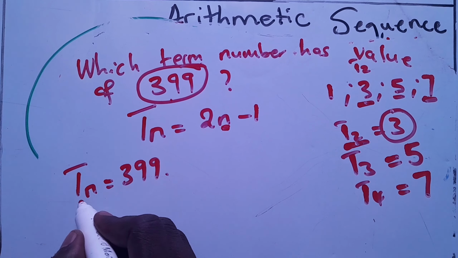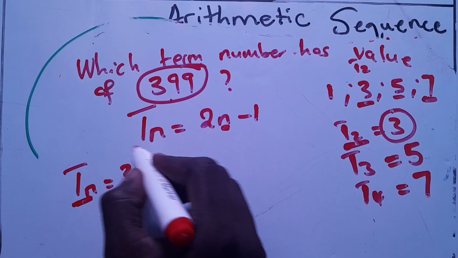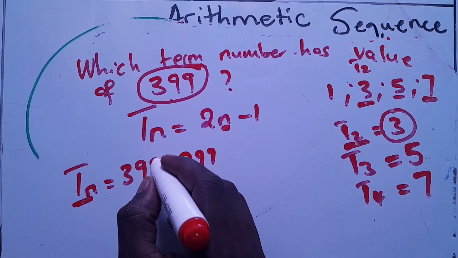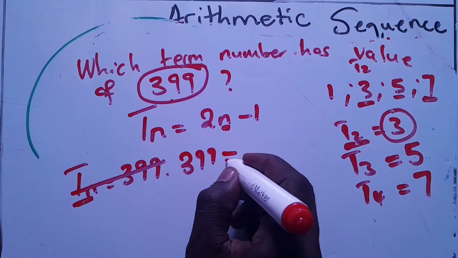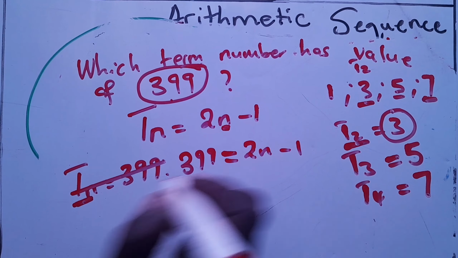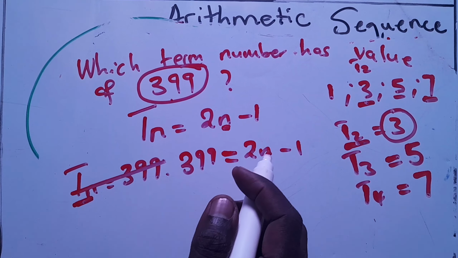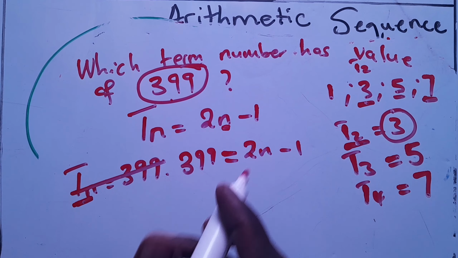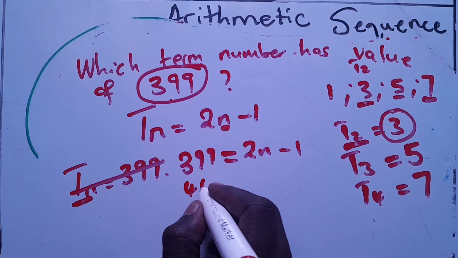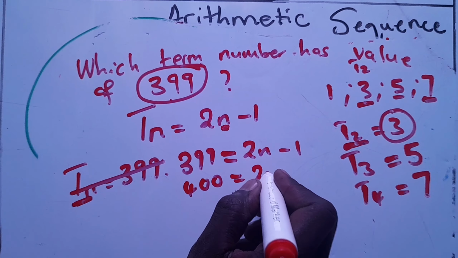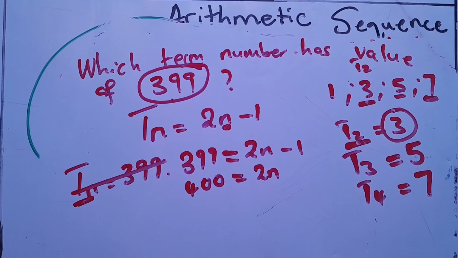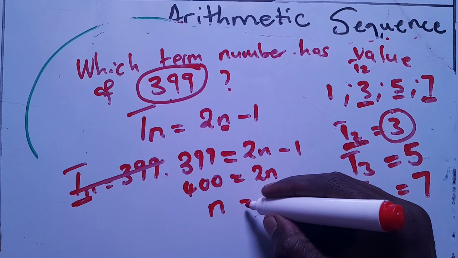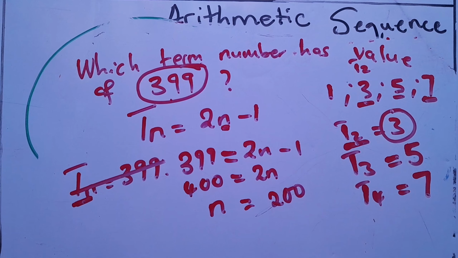So it means that we can substitute this into this, right? So our 399 becomes 2n minus 1. So now we are trying to solve for n. So it means that we can bring 1 to this side. When we bring 1 to this side, this becomes 400 is equal to 2n. Now we can divide by 2. So it means that our n lastly becomes 200.